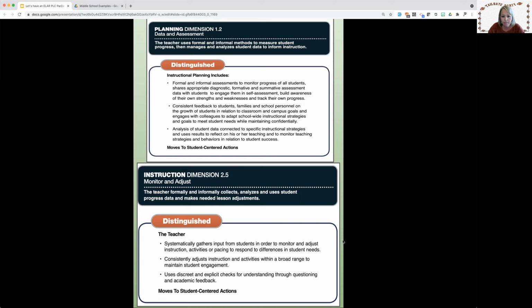And then while we're in the moment, there's dimension 2.5, the instruction dimension: how we use this data that we're collecting on the go, with minute-by-minute monitoring happening, to really adjust instruction and to decide if we need to differentiate, if we need to have a tier 1 intervention. So we're really looking at the distinguished criteria for the planning of how we're going to monitor and adjust instruction, but also in the moment, how we're using that.